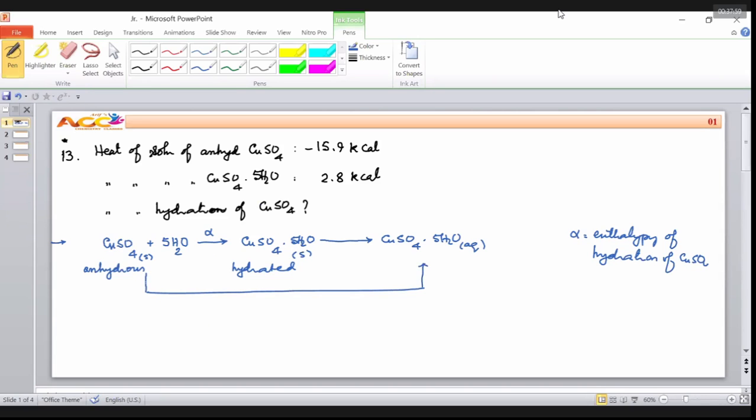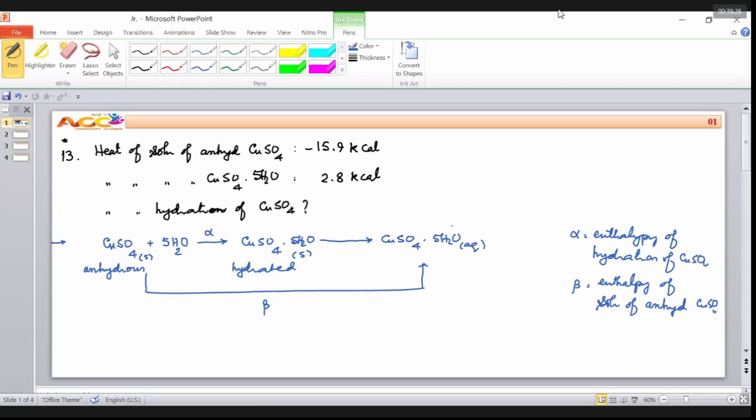ये क्या चीज है? ये है एंथैल्पी ऑफ सॉल्यूशन. जब ये वर्ड एक्वस आ गया सबस्क्रिप्ट में, it is called enthalpy of solution. This is beta. What is beta? Beta is enthalpy of solution of what? Of anhydrous copper sulfate. ठीक है.